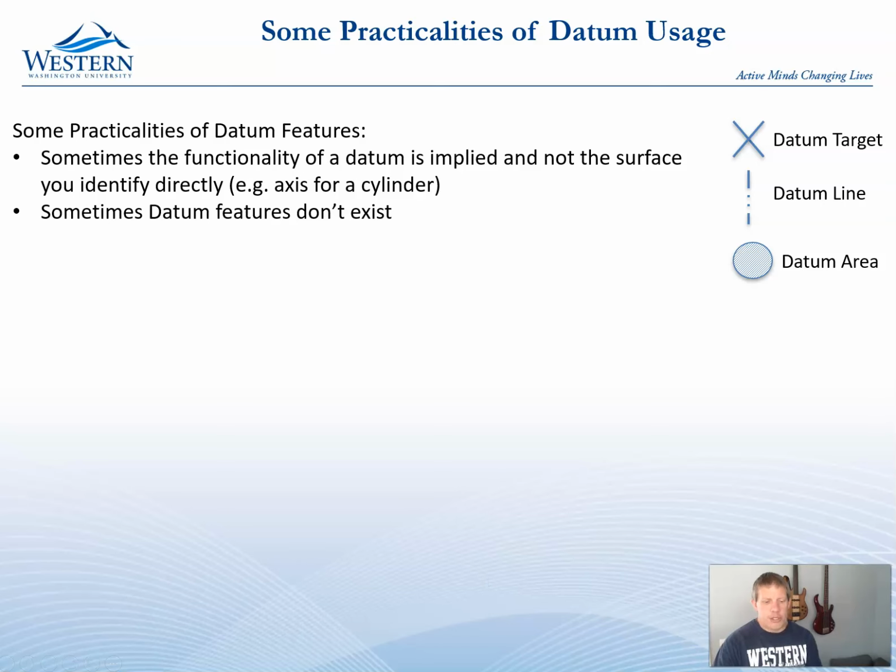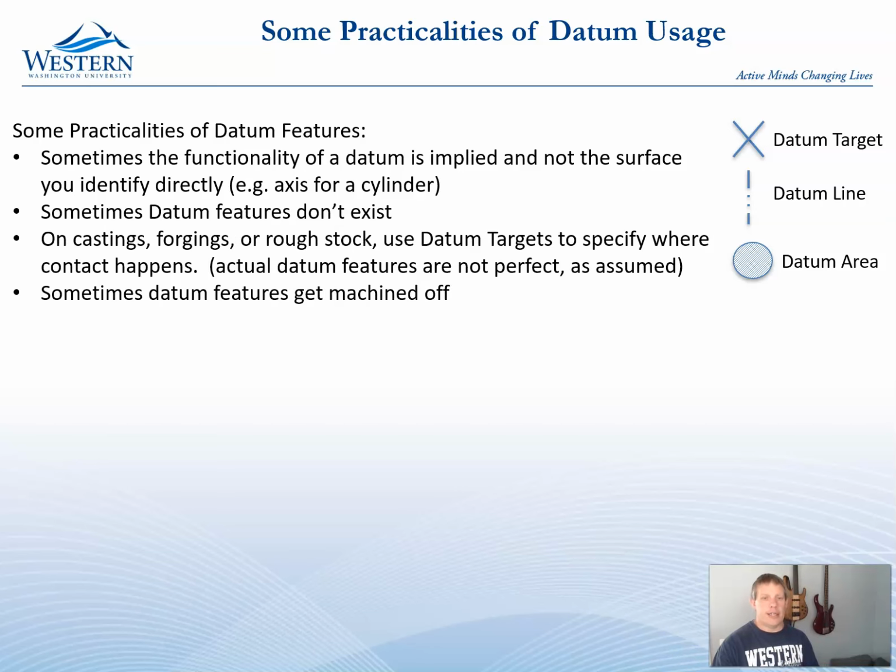You can't just measure the datum. You can't go find the datum. You have to do a lot of other measurements to calculate the datum. On some things, instead of a point being a datum, there will be a target or an area.